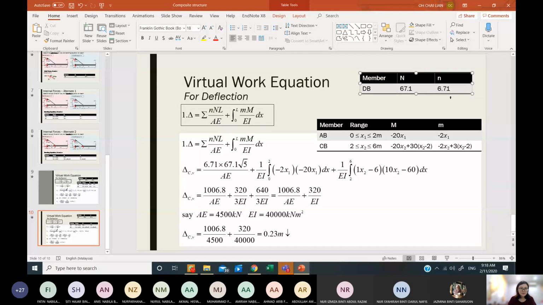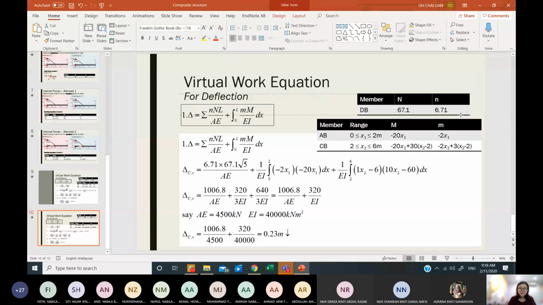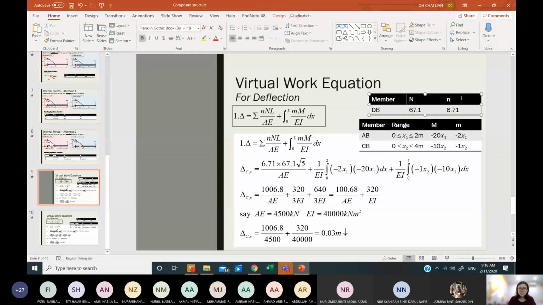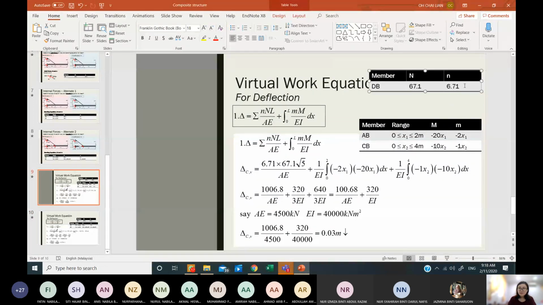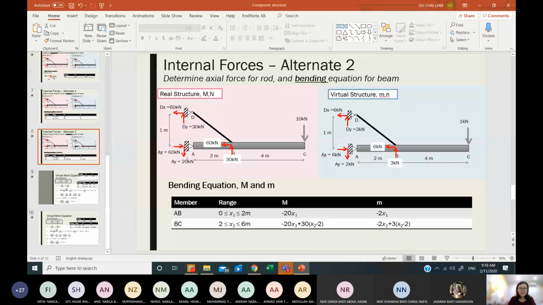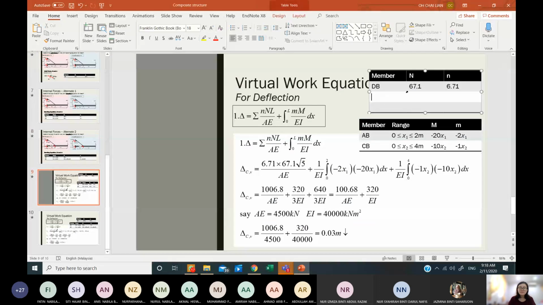You need to add another 2 more members here, which deal with the beam. The beam has AB and BC, right? So you need to fill in this member AB and also member BC.